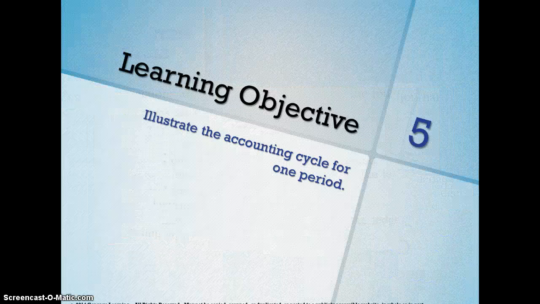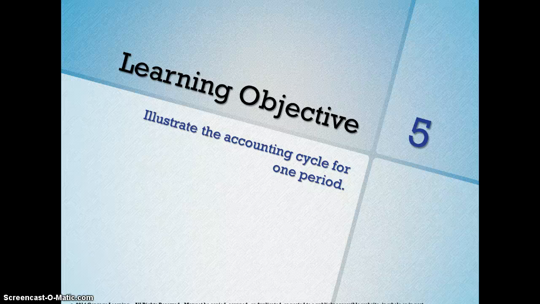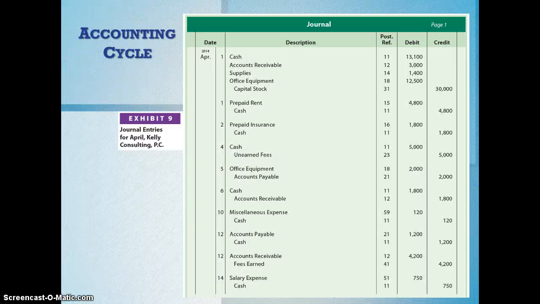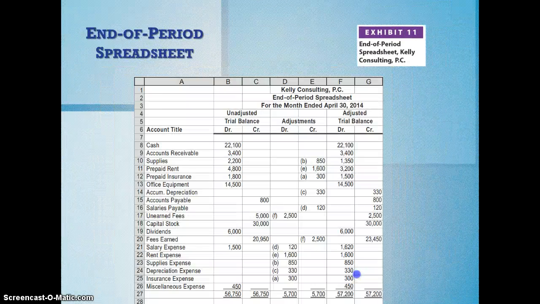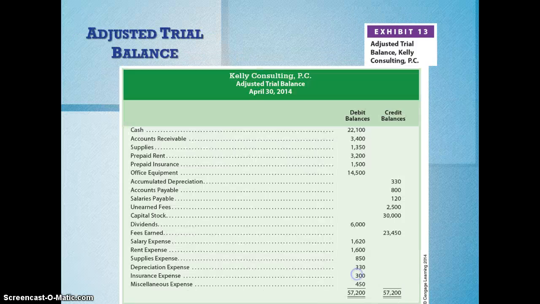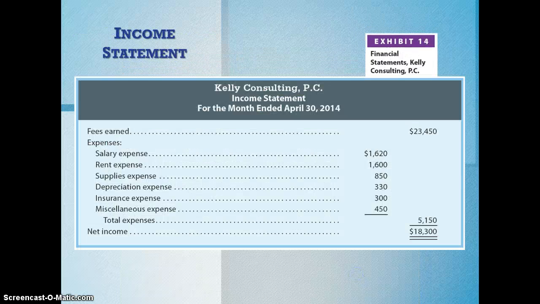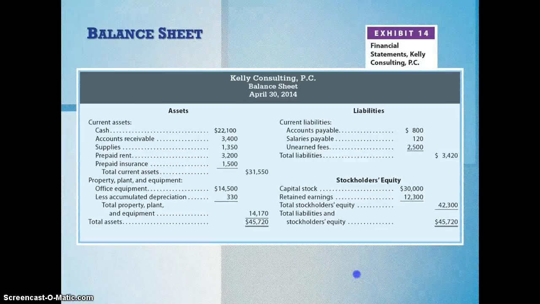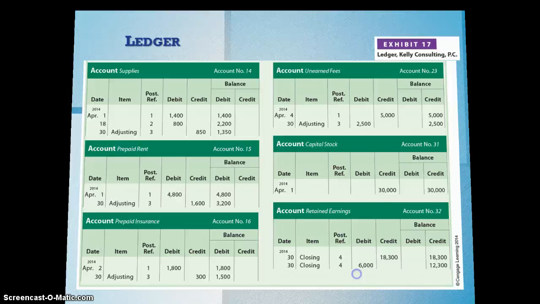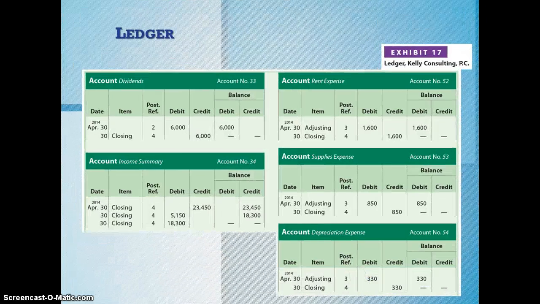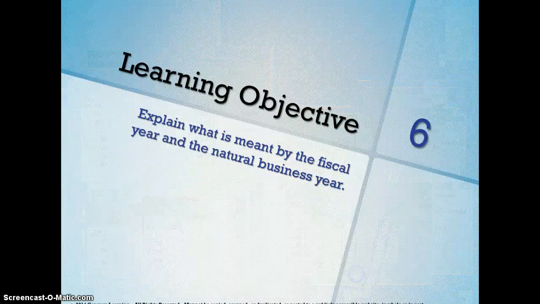Objective 5 says illustrate the accounting cycle for one period, and this is literally what you need to look in your book because it takes you through the 10 steps for Net Solutions all the way from the beginning. So it goes through all the journal entries that we did in Chapter 2, the unadjusted, the worksheet, adjusting entries from Chapter 3, adjusted trial balance, our financial statements, closing entries, all of that. So it goes all the way through. This is a really wonderful example of the steps.